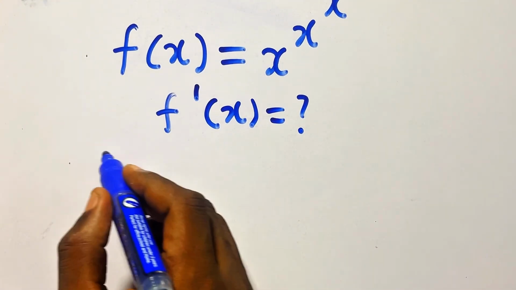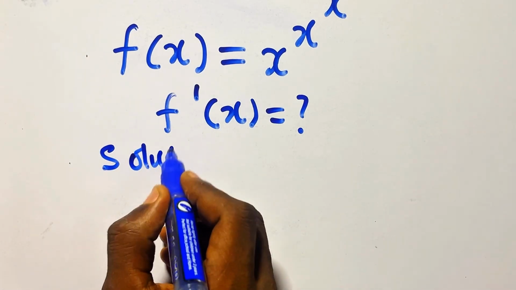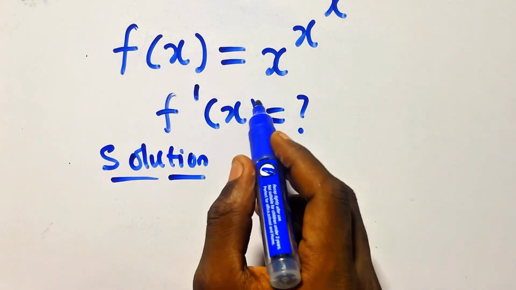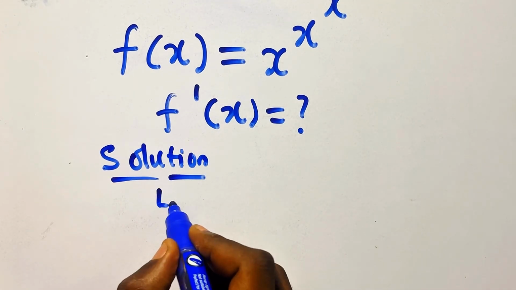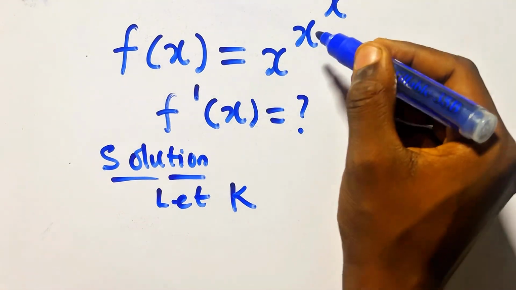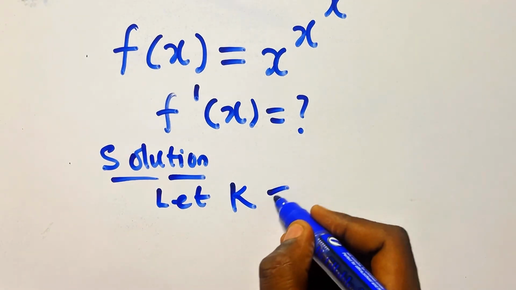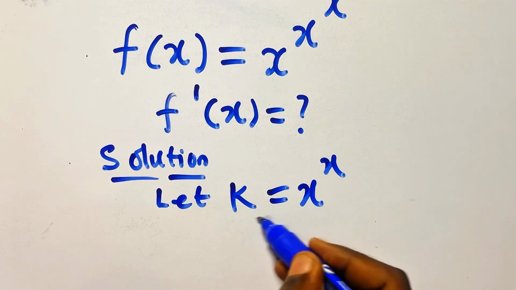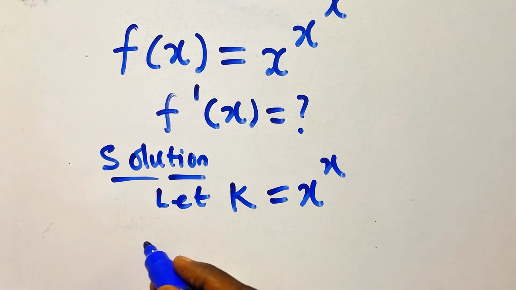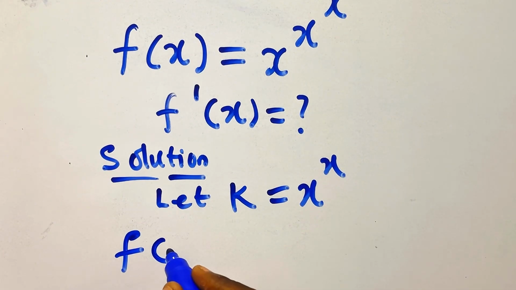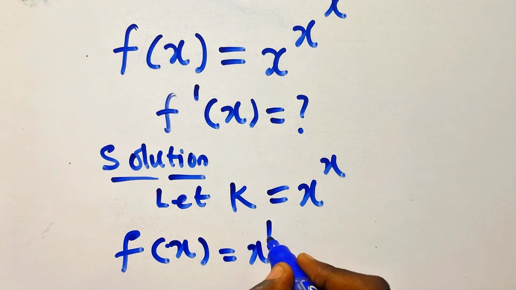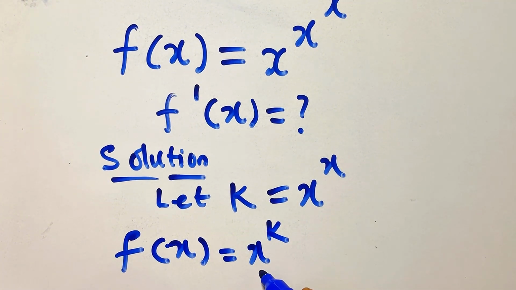Alright, let's start the solution. From this given equation, let k equal x raised to the power x. Where k here is a function of x, so we have f of x equals x raised to the power k. We have to note here that k depends on x.